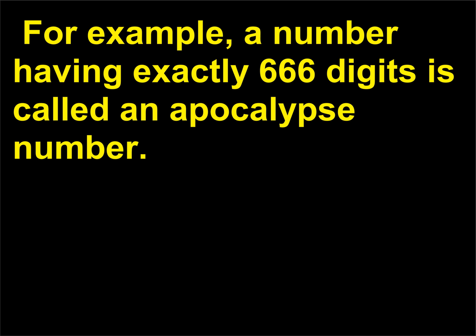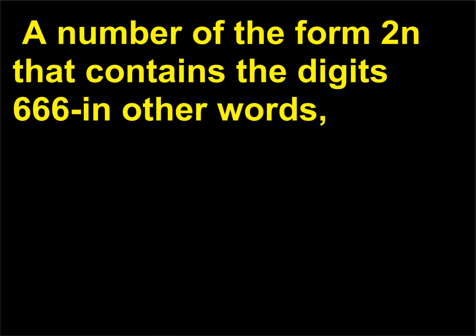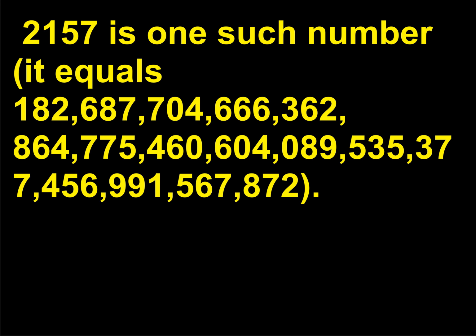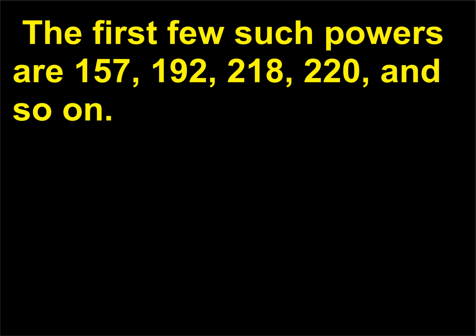For example, a number having exactly 666 digits is called an apocalypse number. A number of the form 2^n that contains the digits 666, in other words, powers of 2 that contain 3 consecutive 6s in the decimal representation, is called an apocalyptic number. 2^157 is one such number, it equals 182,687,704,666,362,864,775,460,804,085,535,376,456,991,567,867,872. The first few such powers are 157, 192, 218, 220, and so on.